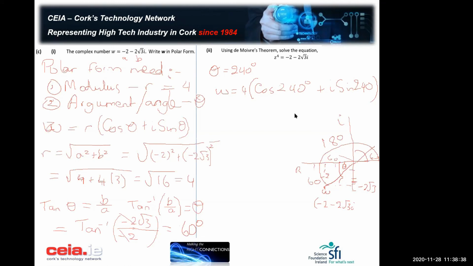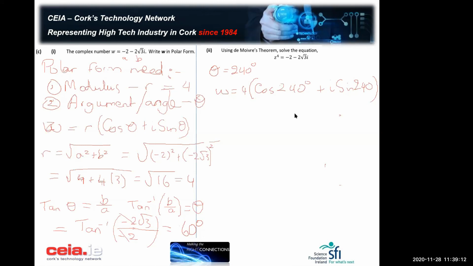So I'm just going to erase the Argand diagram here to give a space, and we'll continue on down with that. So they want us to evaluate z to the power of 4, which is minus 2 root 3i to the power of 4. So how do we do that?